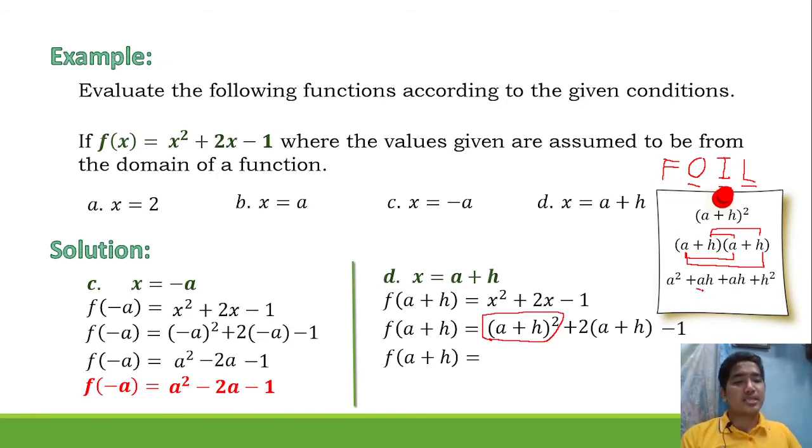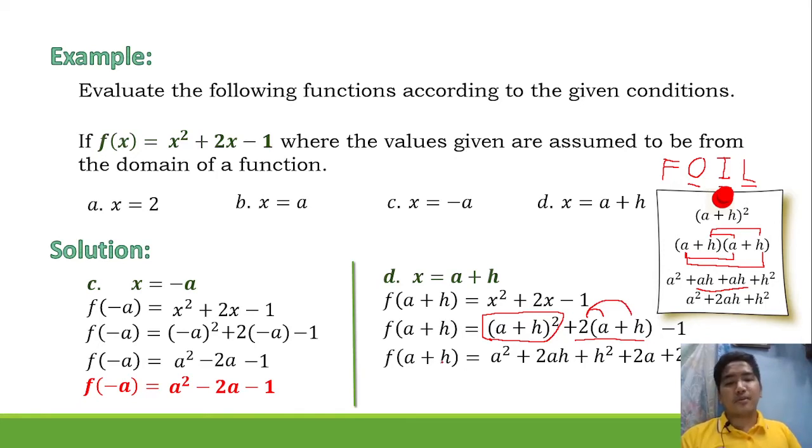So since pareha sila ng value ng kanilang variable and also they have the same value for their exponents, so we can add those two values. So we have a squared plus 2ah plus h squared. Okay? So we can say that the quantity of a plus h squared is equal to a squared plus 2ah plus h squared. Okay? Next, dito na tayo sa kabila. So we have 2 times a, that is equal to positive 2a. 2 times h that is equal to positive 2h. Then, bring down negative 1 or minus 1.